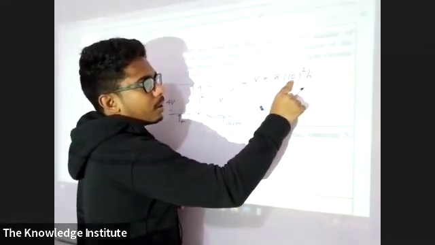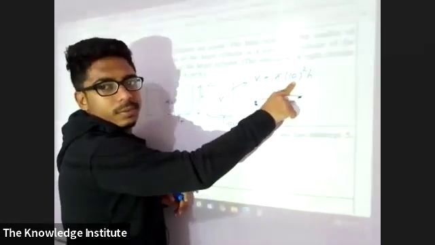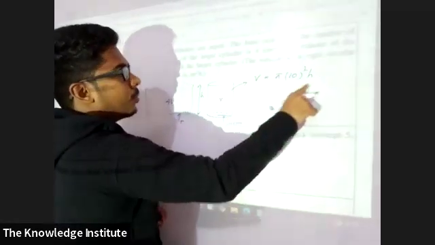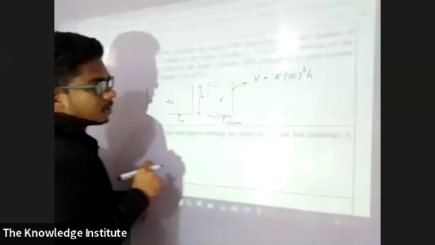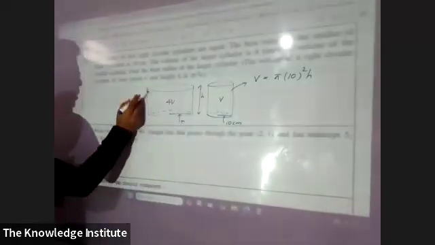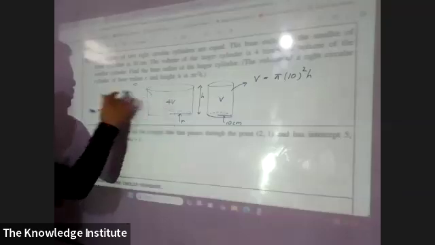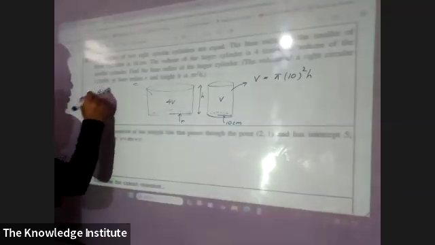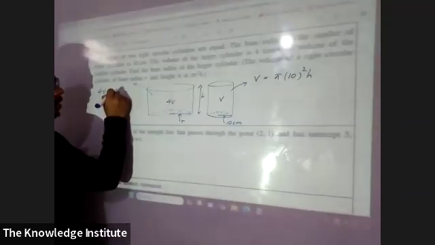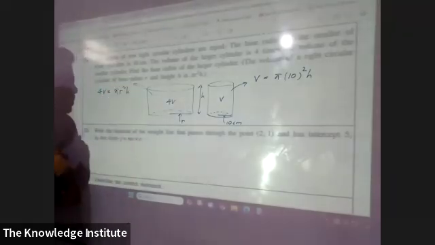Here I have put in centimeters. Volume will be 5 r squared. And then I can write the equation for this one. Here the volume is V, V equals pi r squared.